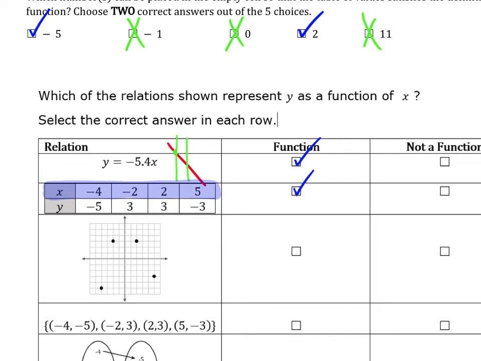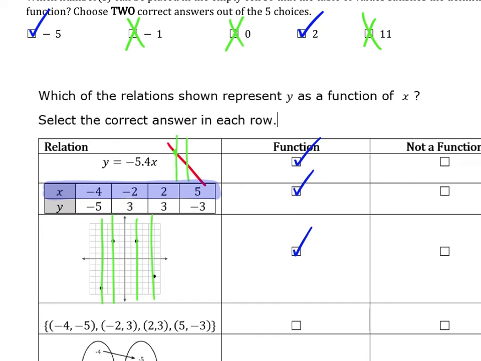On the following one, I have a graph. My graph, I can perform a vertical line test through the dots to see if I will touch any of them more than once. I do not. This passes my vertical line test, so this is a function.